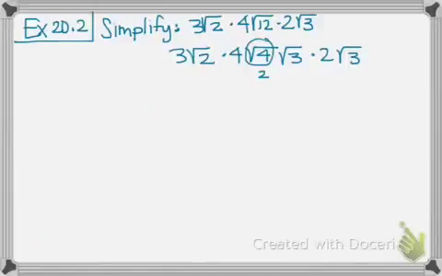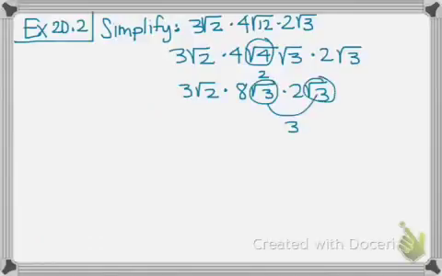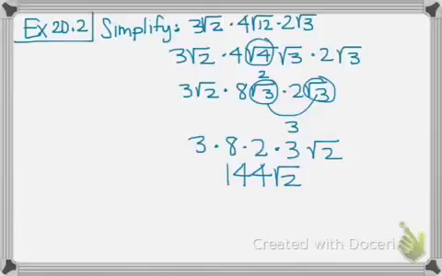The square root of 4 is 2, and so we have 3 square roots of 2. 4 times 2 is 8, 8 square roots of 3. And then we have 2 square roots of 3. We have 2 square roots of 3, so that breaks out a 3. So now we have 3 times 8 times 2 times 3, and then we're left with a square root of 2. So when we multiply 3 times 8 times 2 times 3, what we end up with is 144 square roots of 2.